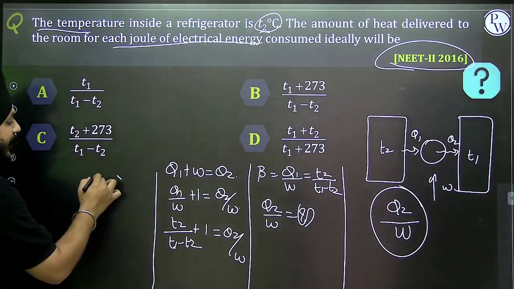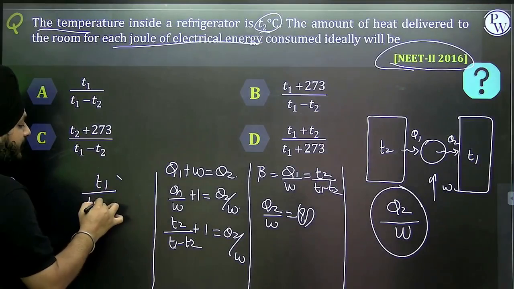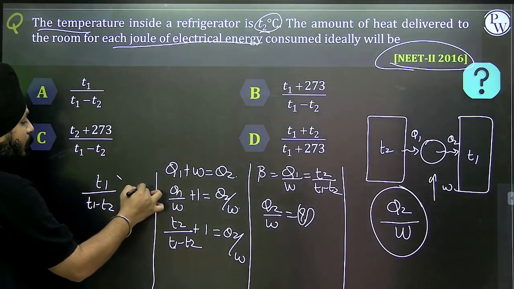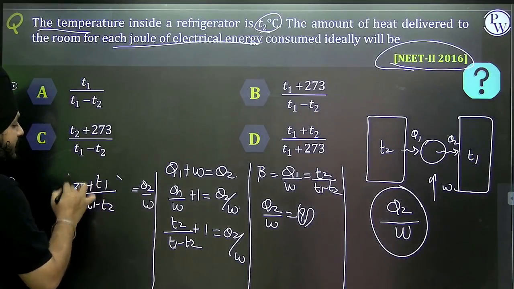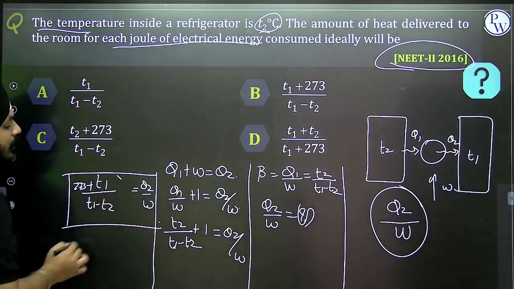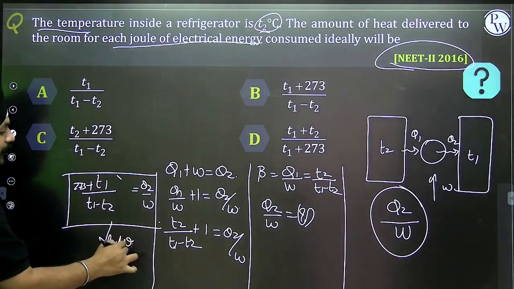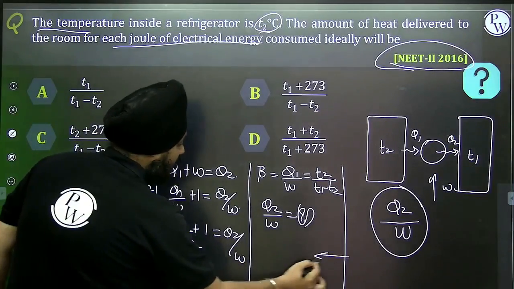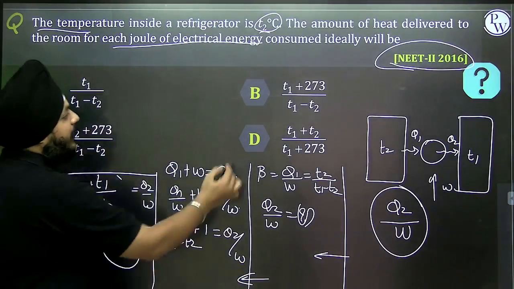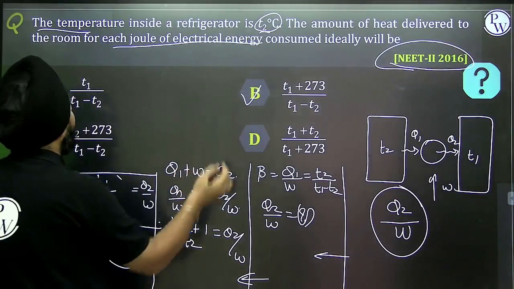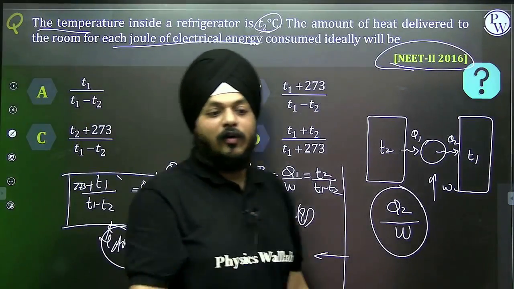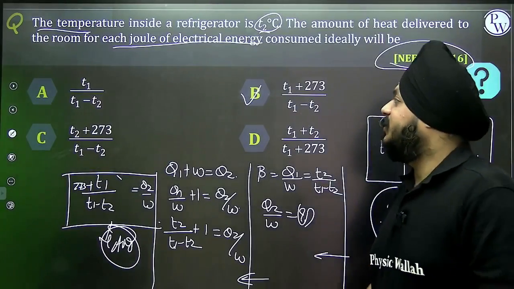So finally we are getting it as T1 by T1 minus T2 is equal to Q2 by W. But here 273 will be added because things are written in Kelvin. This will be the perfect answer for this specific question. One formula is rotating again and again into different parts. B is the perfect answer. This is what it is all about, the second law of thermodynamics.